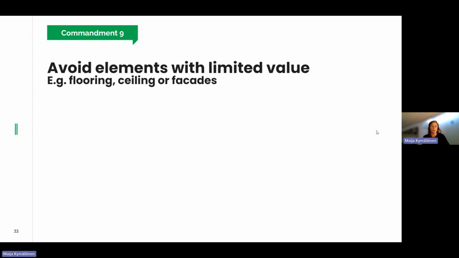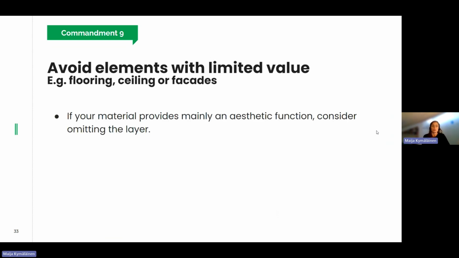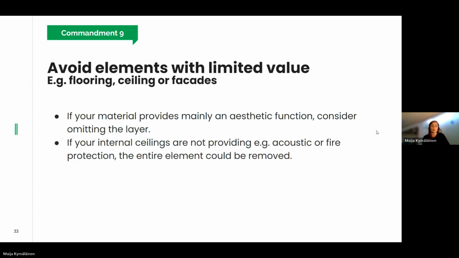Then commandment 9, avoid elements that have limited value. So for example, flooring, ceilings, facades. So if your cladding or facade material, for example, provides mainly an aesthetic function, you should consider omitting the layer totally. So if internal ceilings, for example, are not providing acoustic or fire protection functions, the entire element could be removed. And this will also allow better maintenance access to installations and cabling.